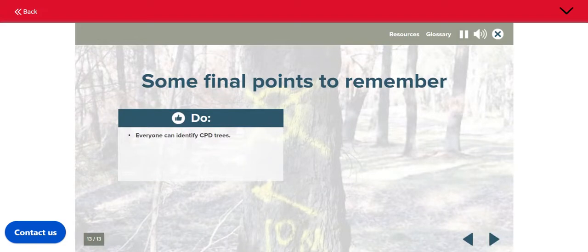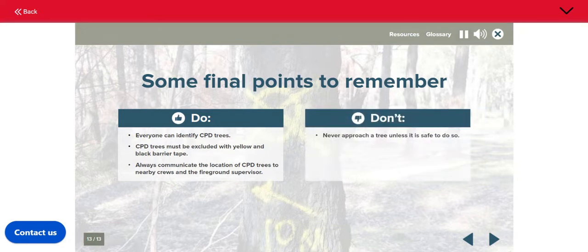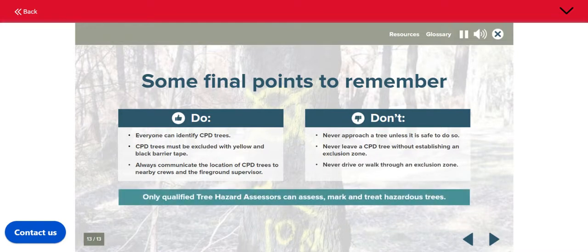Everyone can identify CPD trees. CPD trees must be excluded with yellow and black barrier tape. Always communicate the location of CPD trees to nearby crews and the fireground supervisor. Never approach a tree unless it is safe to do so. Never leave a CPD tree without establishing an exclusion zone. Never drive or walk through an exclusion zone. Only qualified tree hazard assessors can assess, mark, and treat hazardous trees.